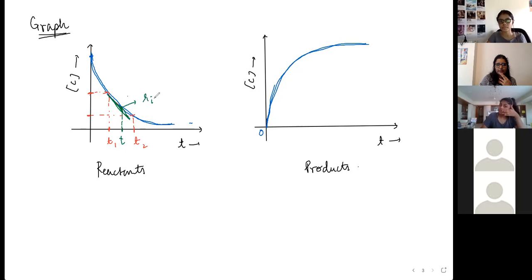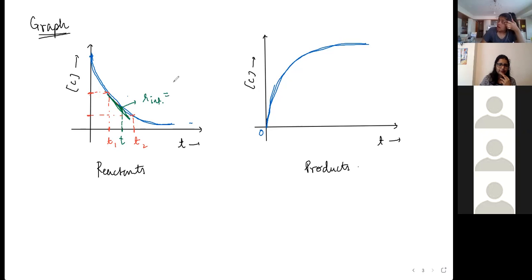So for our instantaneous rate, you have to find the slope, that is the derivative, minus dR by dt. And our average will give you the difference in concentration, like y2 minus y1 by x2 minus x1. The slope will give you our average. From here to here, find the slope of the whole thing.